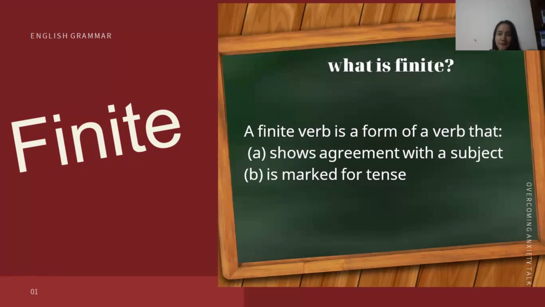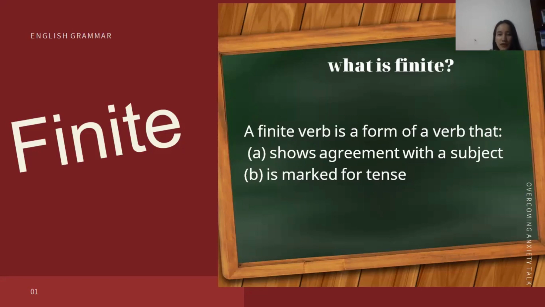What is finite? A finite verb is a form of a verb that, the first thing is, it shows agreement with a subject, which means that when the subject is plural, the verb will be plural. When the subject is singular, the verb will be in the singular form. And secondly, it is marked for tense.